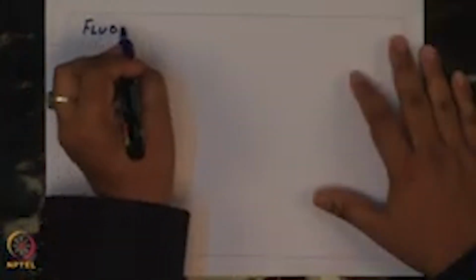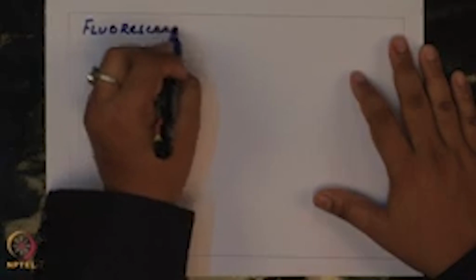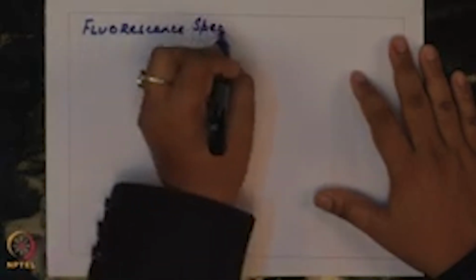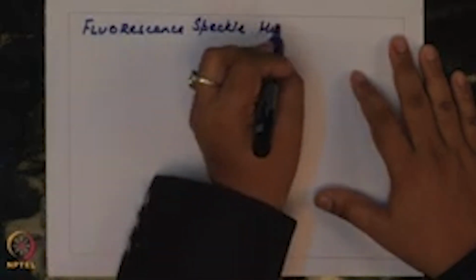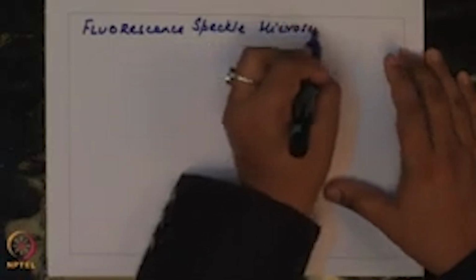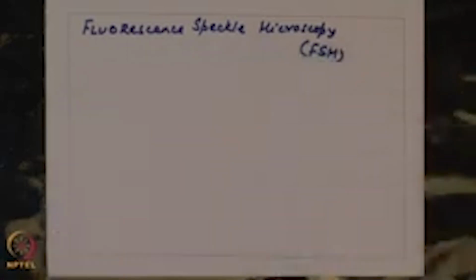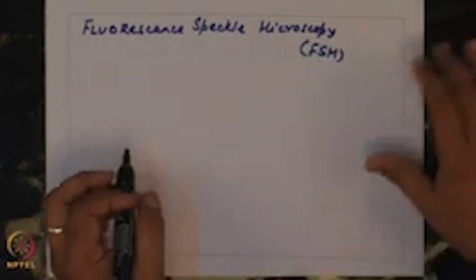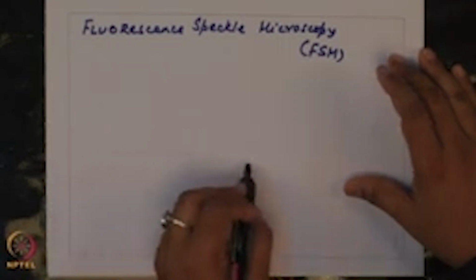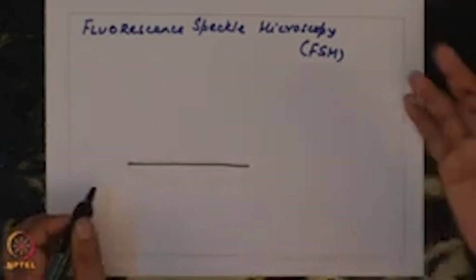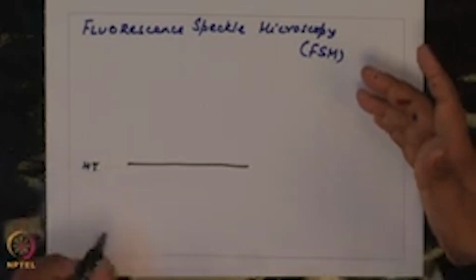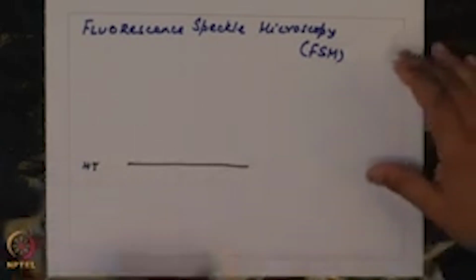So, one of the approaches developed is called fluorescence speckle microscopy or FSM. So, what this technique does, let us assume in the simple case you have a filament, or even let us say this be a microtubule which is entirely labeled.